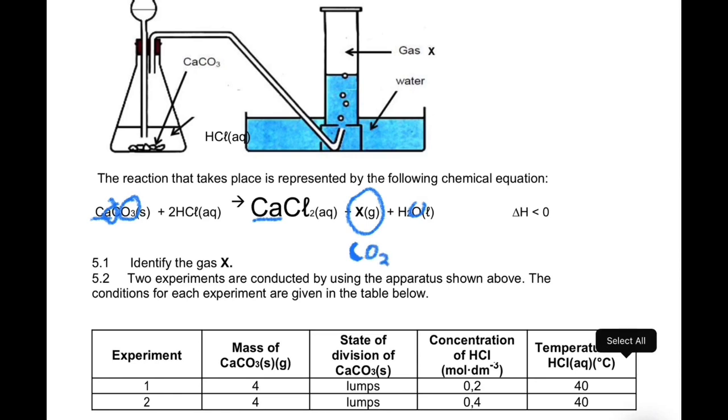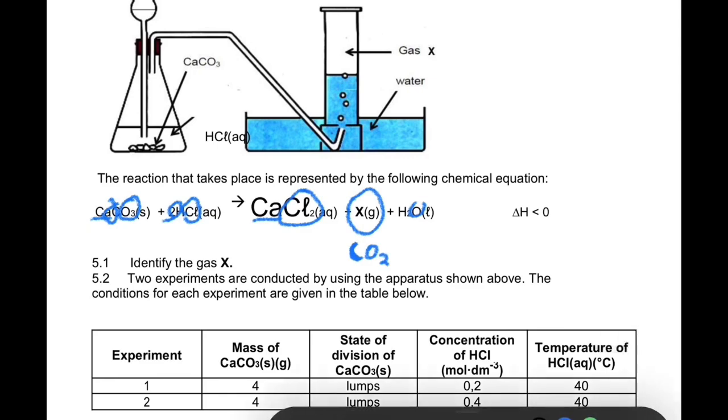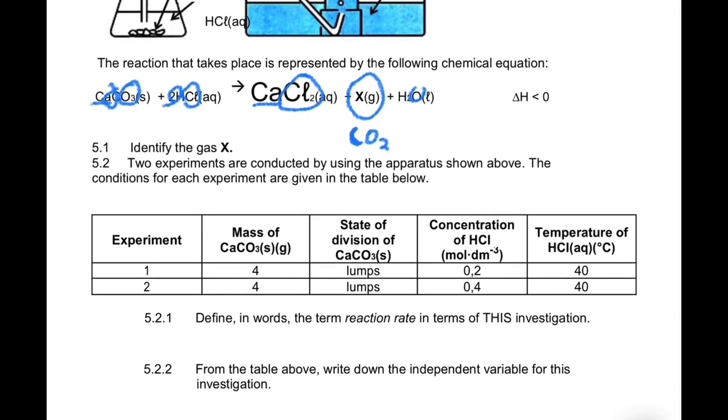And then here we have 2 hydrogens as part of H2O, and then we have 2Cl, and then we have Cl2 here. So it seems like our gas that we're supposed to identify is CO2, carbon dioxide. Now let's move ahead and go to 5.2.